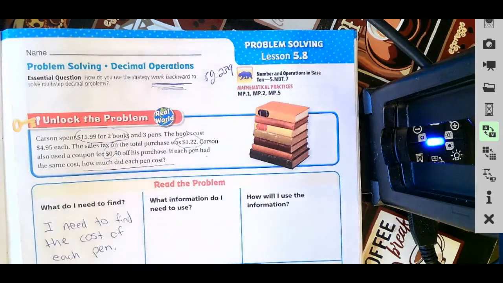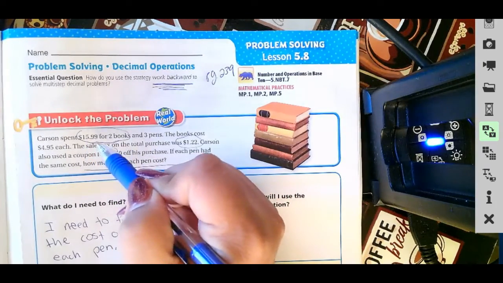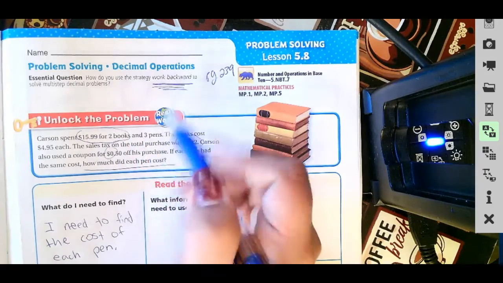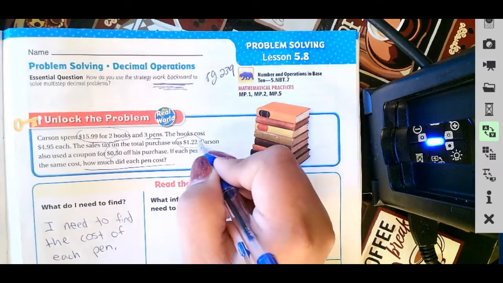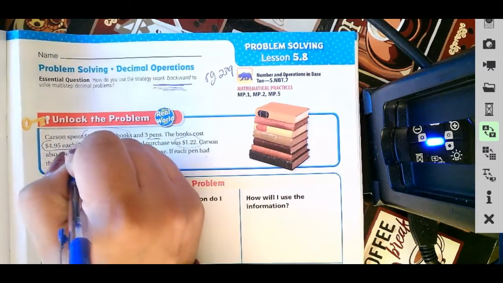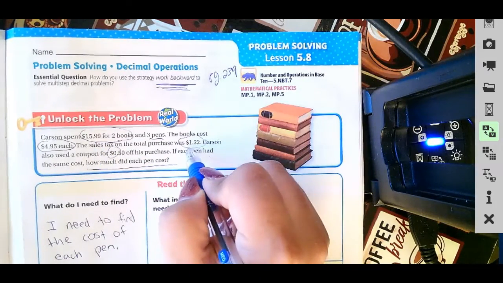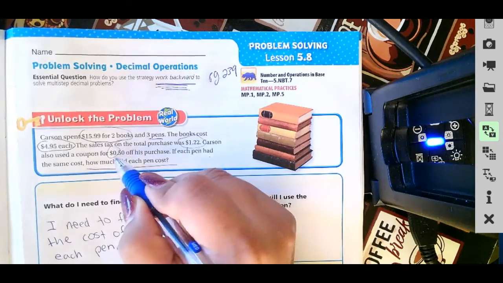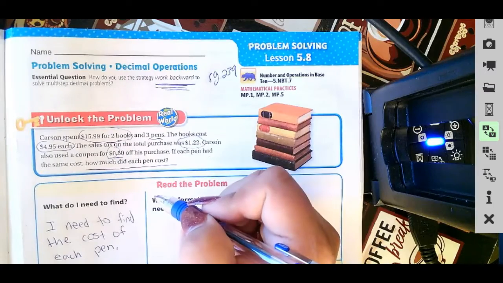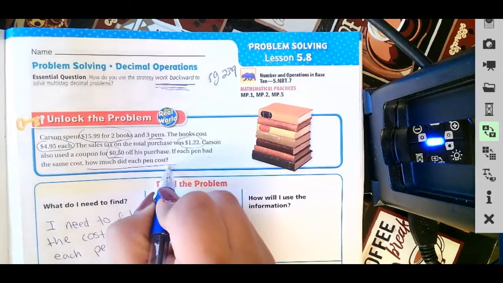Based on each lesson, we usually open a lesson with a word problem. And if you remember, we want to circle the information that we're going to use. So we're going to use $15.99 for 2 books and 3 pens. So I kind of circle that. And then we're also going to use the books cost $4.95 each. And we also know that the sales tax is $1.22. And then he uses a coupon that's going to take off 50 cents off his purchase. We're going to underline the question. The question is, how much did each pen cost?